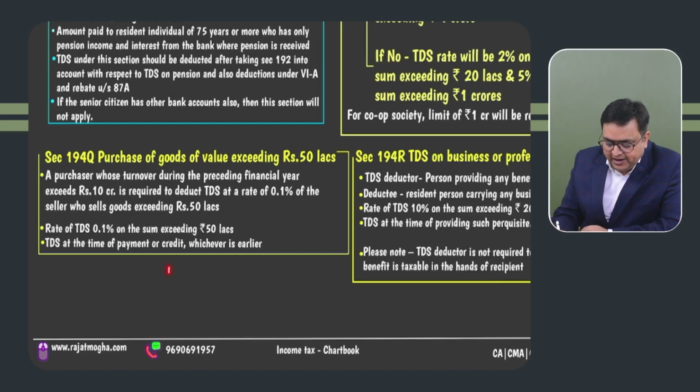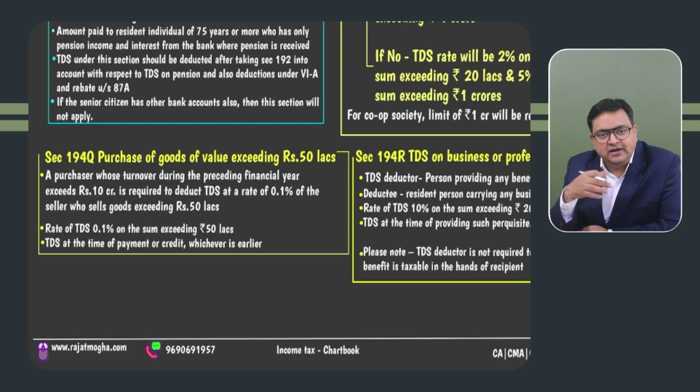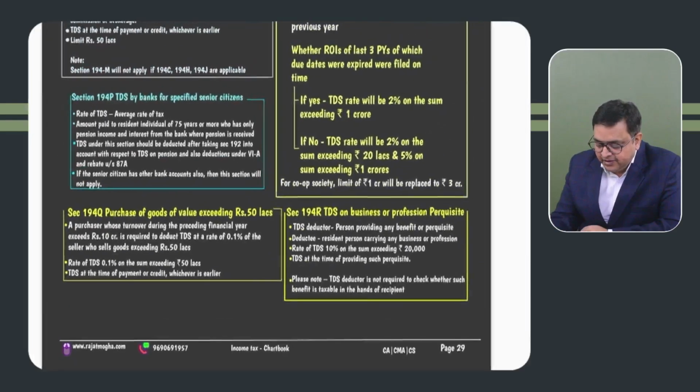Correct? So if the buyer's turnover is more than 10 crore, 194Q would be applicable. But if the buyer's turnover is not more than 10 crore, but the seller's turnover is more than 10 crore, then the TCS section would be applicable. If both turnovers are not more than 10 crore, no section would be applicable. In case both the buyer's turnover and the seller's turnover are more than 10 crore, in that case, 194Q will apply, 206C(1H) will not apply. Got it? So if both the buyer and the seller turnover is more than 10 crore, then please apply TDS provisions, do not apply TCS provisions.